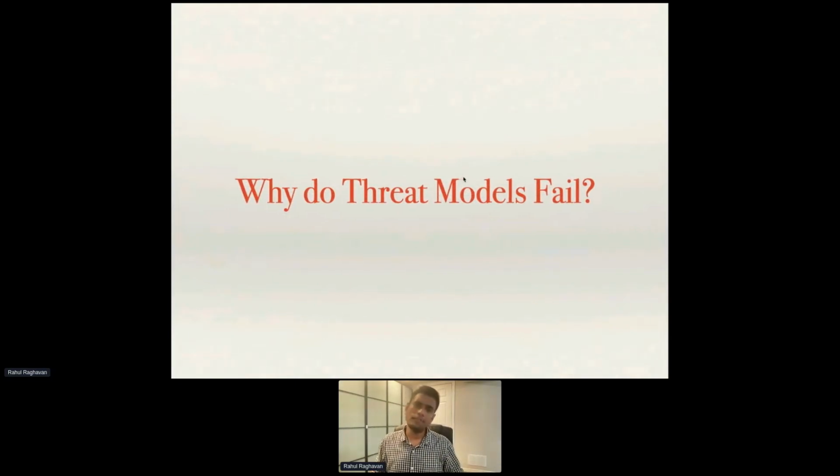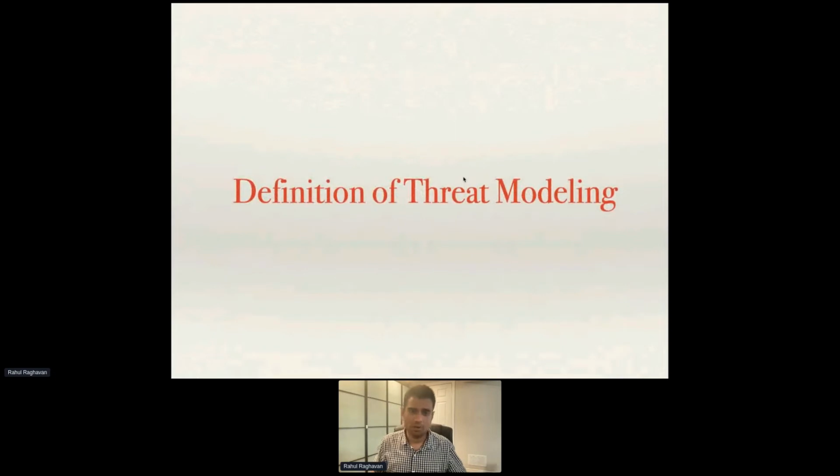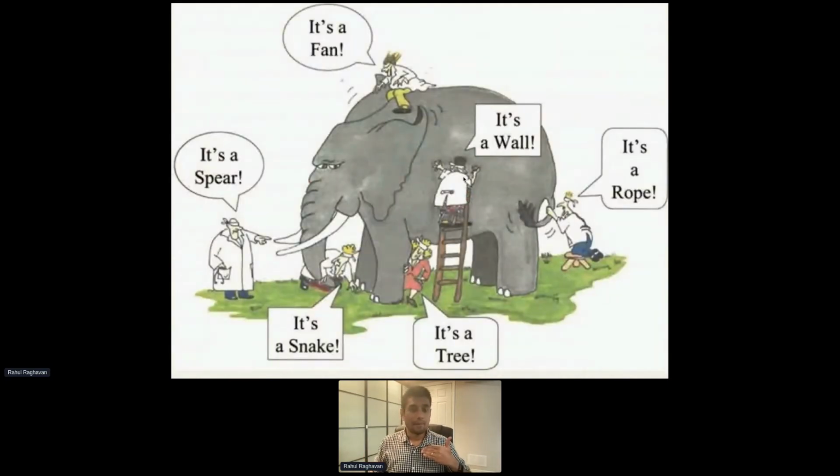But before we look at why threat models fail, I think we need to ask ourselves the fundamental question: what really is threat modeling? If someone came up to me and said, can you define threat modeling? I would actually take a step back and say, it really depends on what the motivations of threat modeling are.